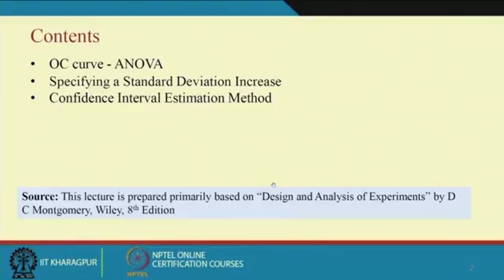As I told you earlier also, most of the lectures I am giving are heavily dependent on the book by D.C. Montgomery, Design and Analysis of Experiments. This lecture also has been taken from that book.